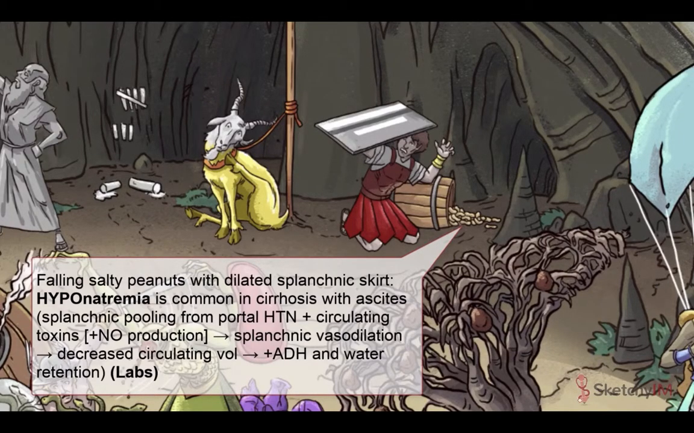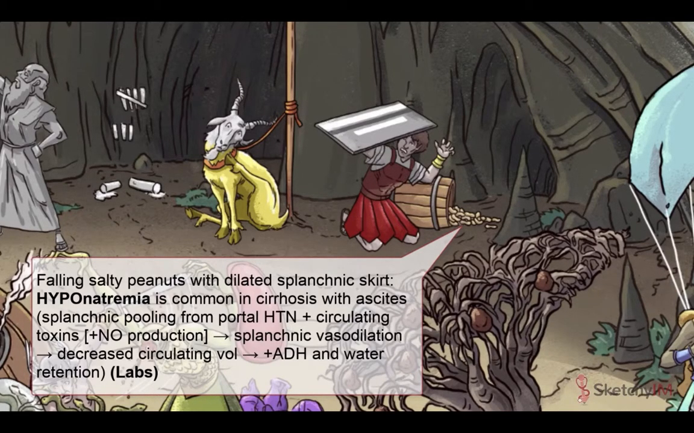Systemic vasodilation follows, especially of the splanchnic vessels. We tried to convey this on this Greek dude in the back with the dilated arterial skirt. With all that vasodilation, baroreceptors sense decreased circulating volume, prompting the hypothalamus to ramp up ADH production, which causes the kidneys to hold on to more free water.